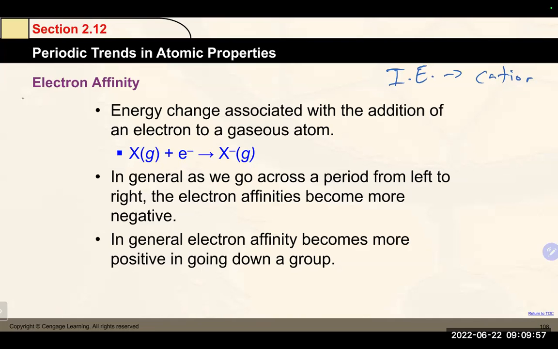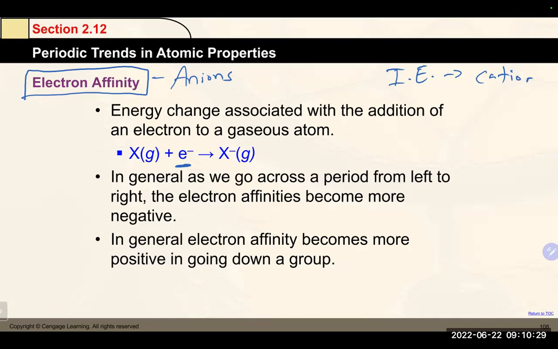Electron affinity, on the other hand, is the energy change associated when an atom will accept an electron. So electron affinity is that energy change that occurs when somebody accepts an electron. That's why we see the electron on the reactant side here. So when somebody accepts an electron, they become negatively charged, and we usually associate electron affinity with the formation of anions, which are negatively charged ions, and getting those electrons.